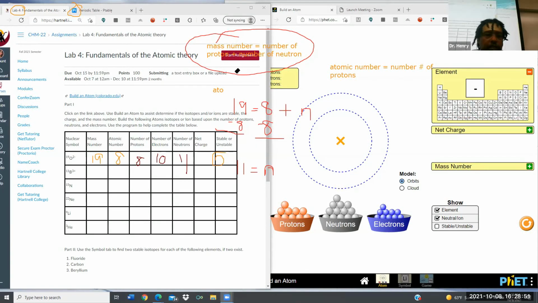Okay, so the net charge. The net charge would be the charge on the oxygen now. So what is the charge on the oxygen? The -2. So then we'd write a -2 there.